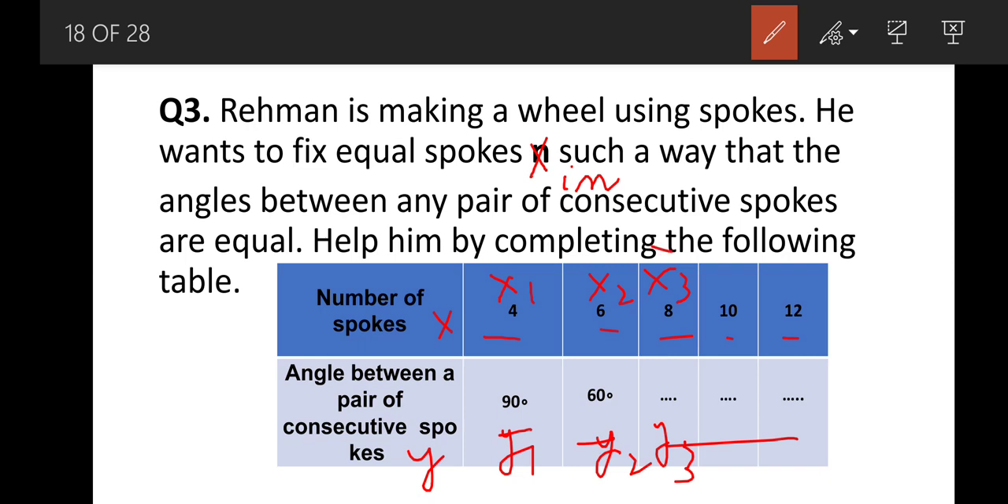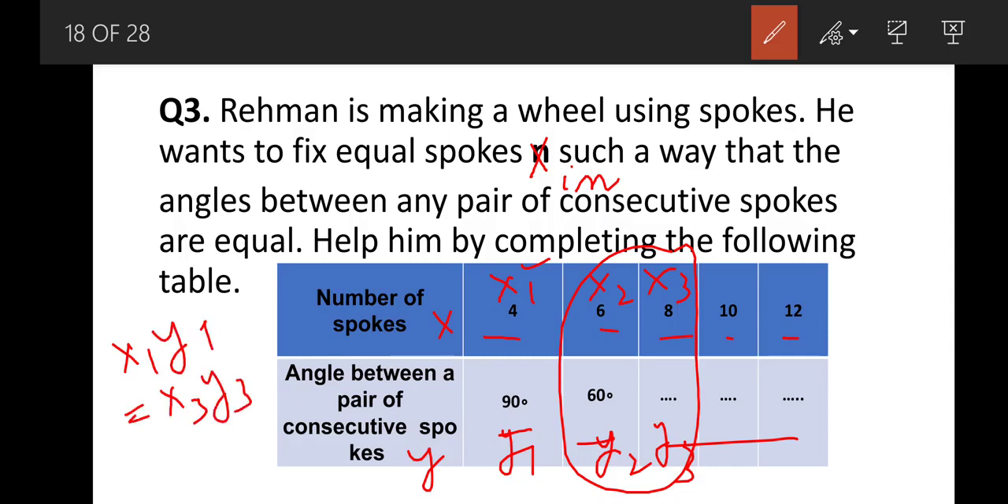You can use these two relations together because these two, x2 y2, are known. Or we can find out y3 using x1 y1 also. So it is up to you. You can take x1 y1 is equal to x3 y3, or you can take x2 y2 is equal to x3 y3. Both are correct because two variables, x2 y2 and x1 y1, are known to us, so we can use any of these.